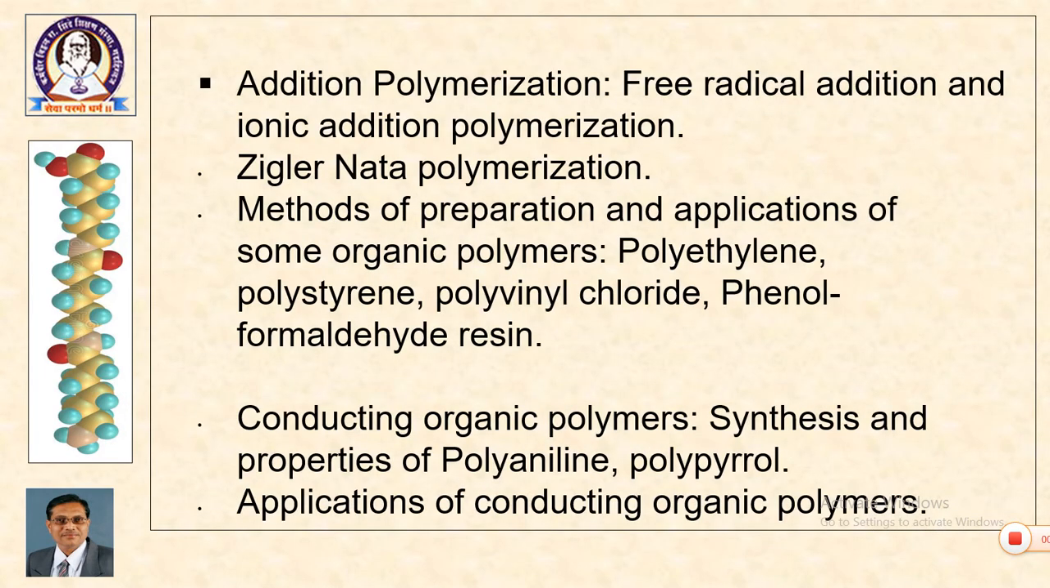Then in the next part, we are to learn the process of polymerization, that is addition polymerization. In addition polymerization, we will consider free radical addition polymerization and ionic addition polymerization. We will write a note on Ziegler-Natta polymerization. Then some compounds are to be studied, that is methods of preparation and applications of organic polymers: polyethylene, polystyrene, polyvinyl chloride, phenol formaldehyde resin, etc.